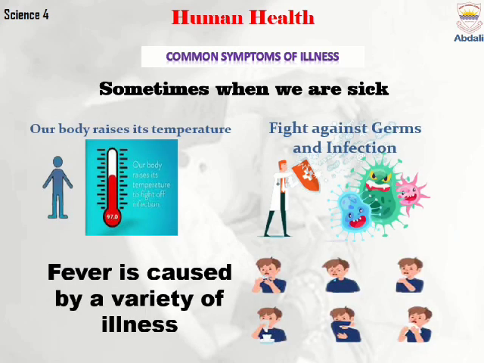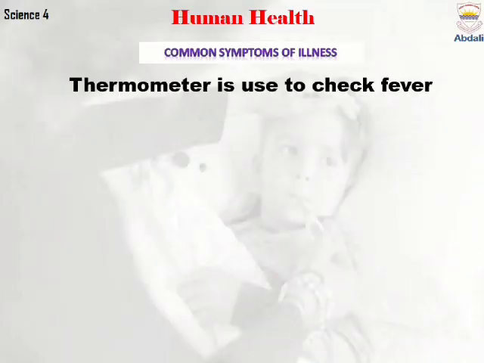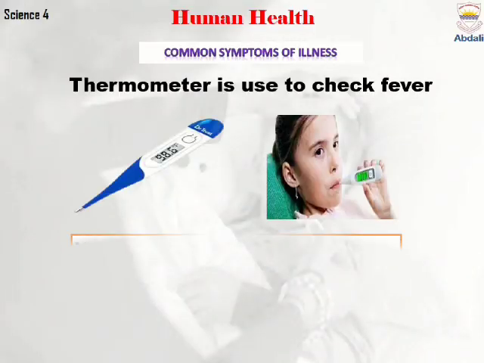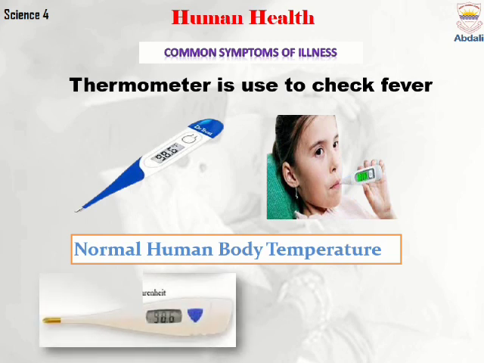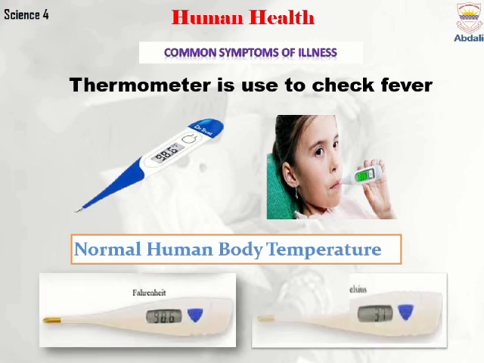Fevers can be caused by a variety of illnesses like the flu, a cold, or even an infection. To check if you have a fever, you can use a thermometer. You place it under your tongue or in your armpit, and it tells you how warm your body is. The normal human temperature is 98.6 F or 37 C.